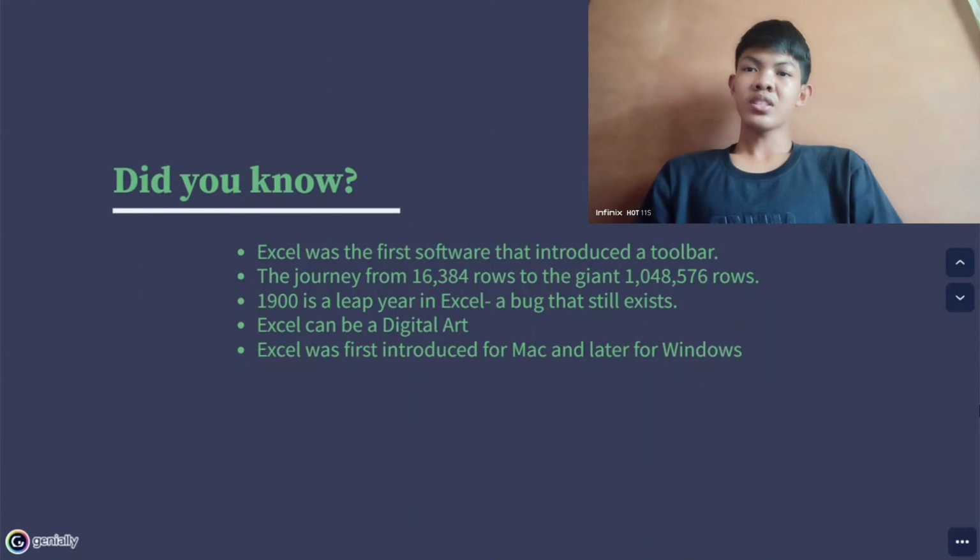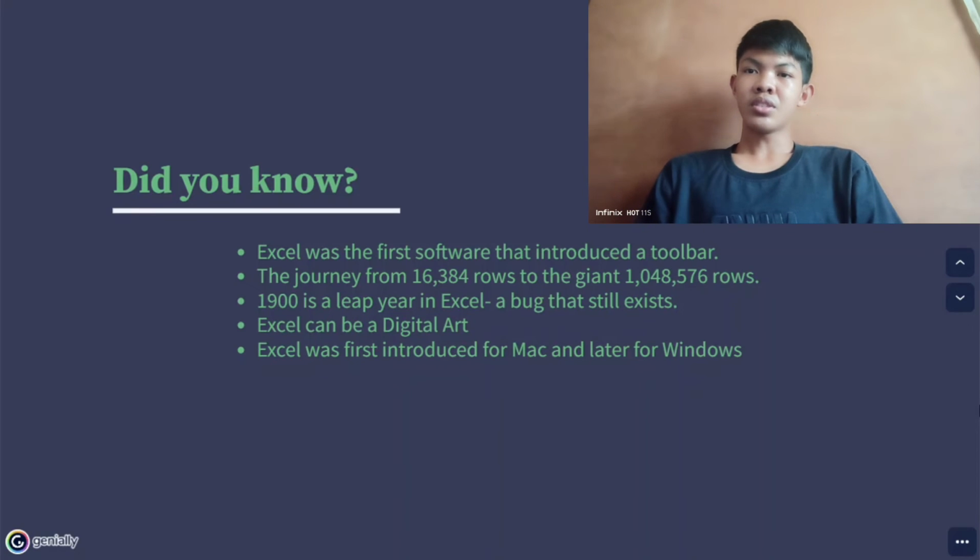Number 1. Excel was the first software that introduced a toolbar. The credit goes to Excel 3.0 for introducing the world to the power of the toolbar, which is a prime component of various software today.